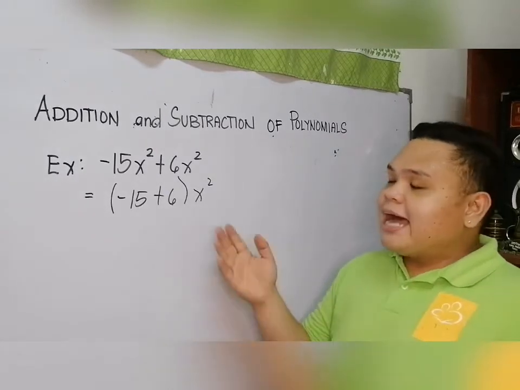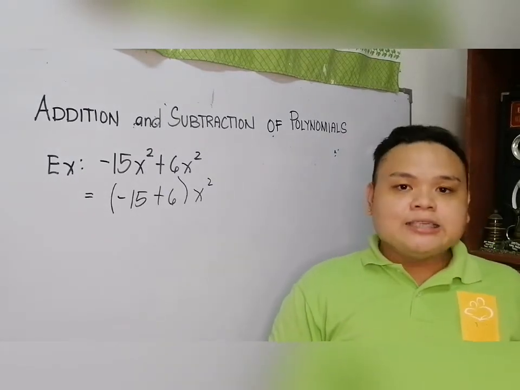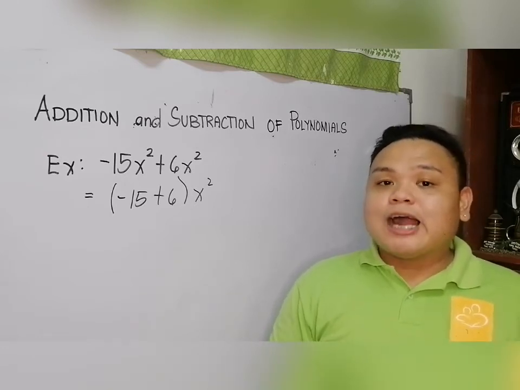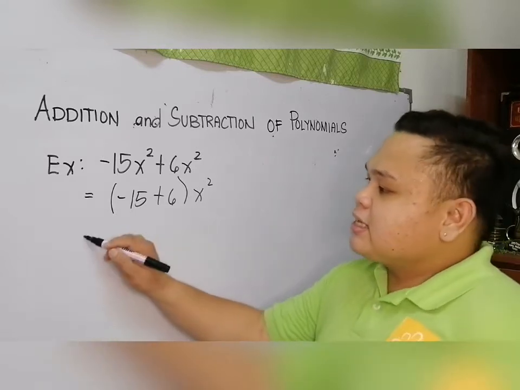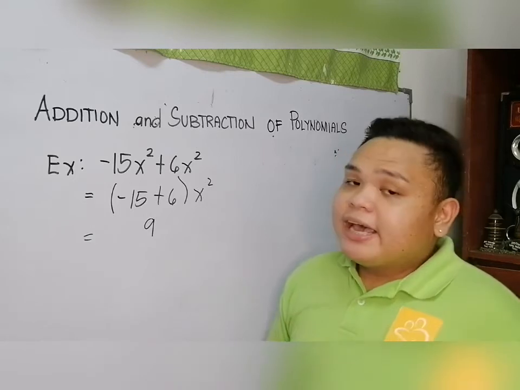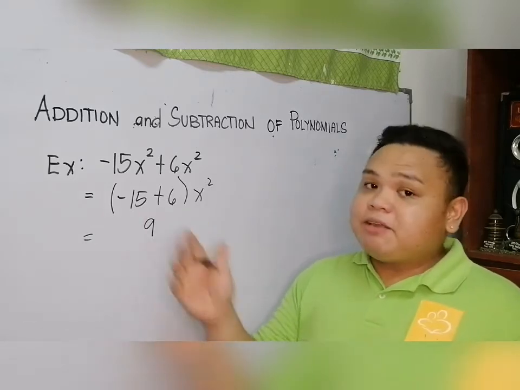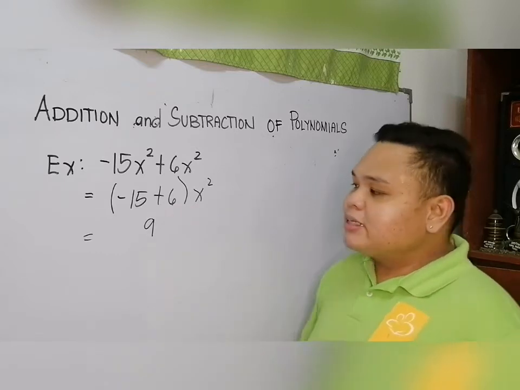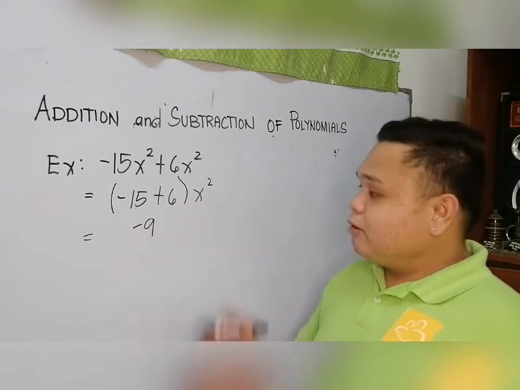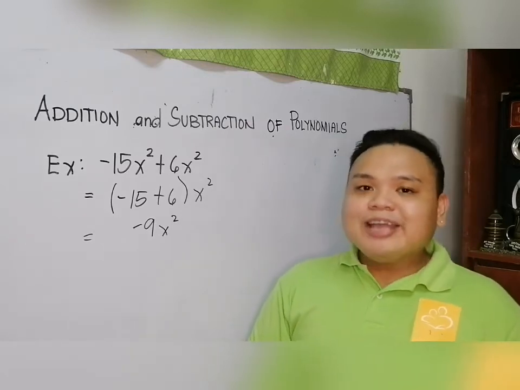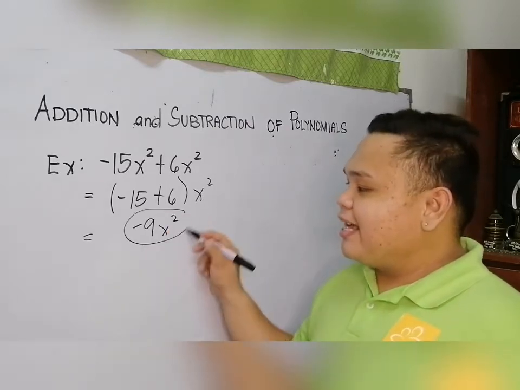Now remember, in adding two integers with different signs, all we need to do is to subtract the integers, and then we copy the sign of the integer with the larger absolute value. In this case, we have here 15 minus 6, that will be equal to 9. And since the absolute value of negative 15 is higher than the absolute value of positive 6, our sign is negative. And then we're just simply going to copy x squared. Therefore, our final answer is negative 9x squared.